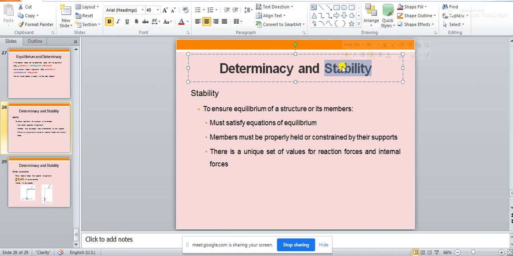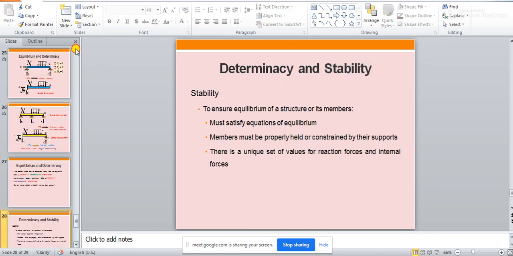Stability is basically to ensure the equilibrium of a structure or its member. It must satisfy the equations of equilibrium. So without satisfying the equations of equilibrium, your structure cannot be stable. Next is, members must be properly held or constrained by the support.